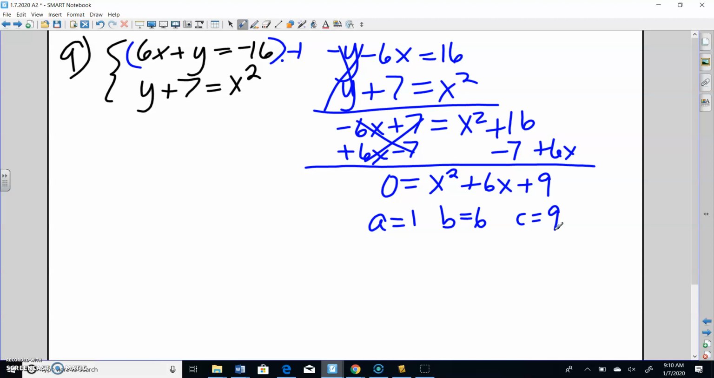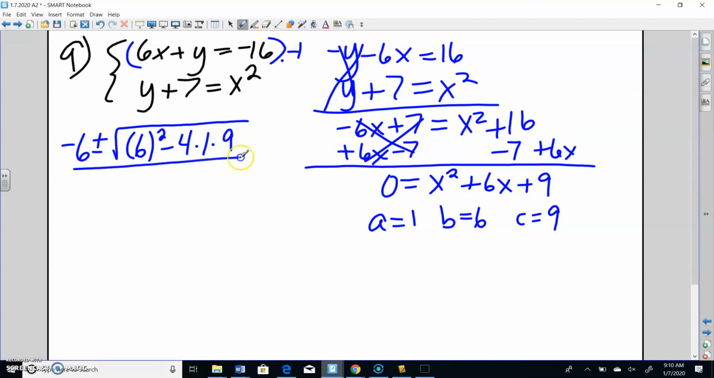All right, so now we're ready to do the quadratic formula. I'm going to do that over on the left here. So opposite of b, so that's going to be -6 plus or minus the square root of b squared, so 6 squared, minus 4 times a times c, over 2 times a. And which variable are we solving for here? X. It's whatever variable is right here.